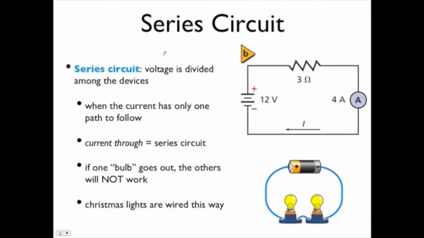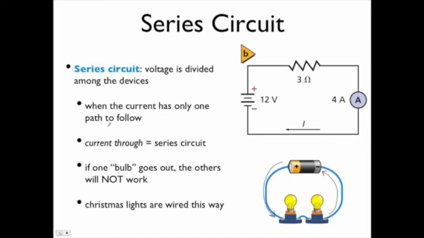A series circuit, we have two types. We have a series and a parallel, and the series is the first one we're going to talk about. The voltage is divided among the devices, and this is when the current only has one path to follow. So if you see this, you see the current is going here, it's going to go through the two light bulbs, and then it's going to go to the negative side.